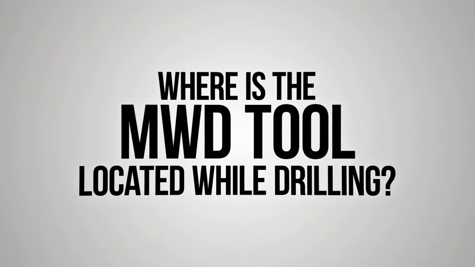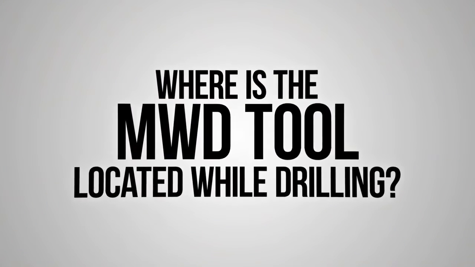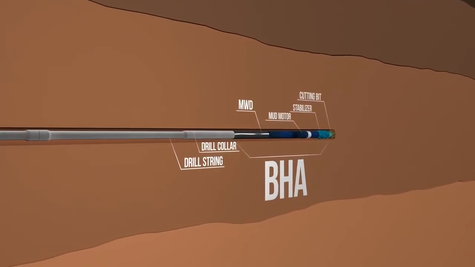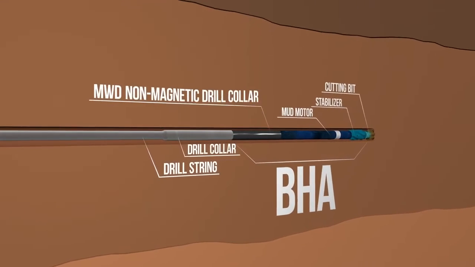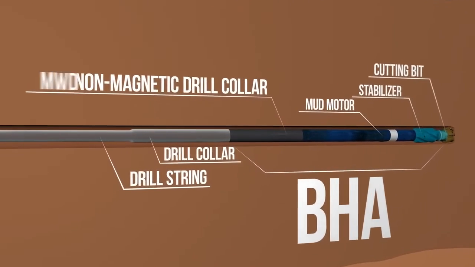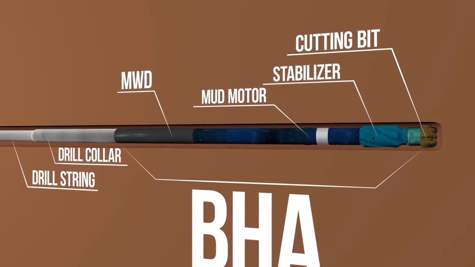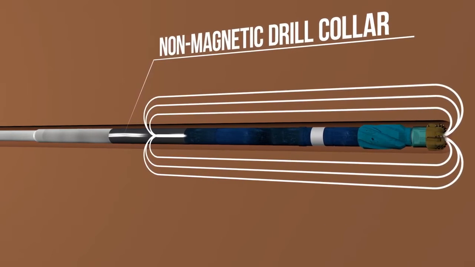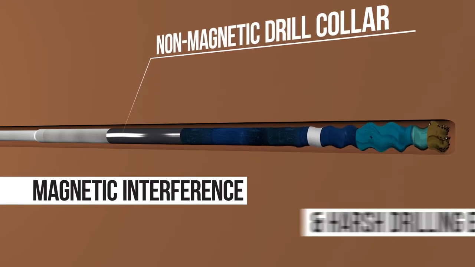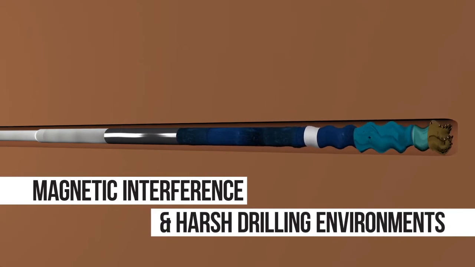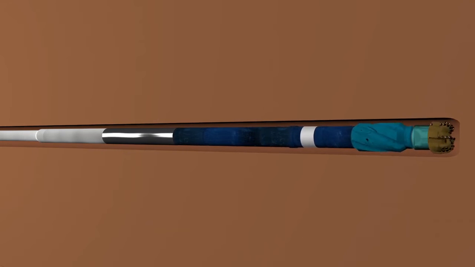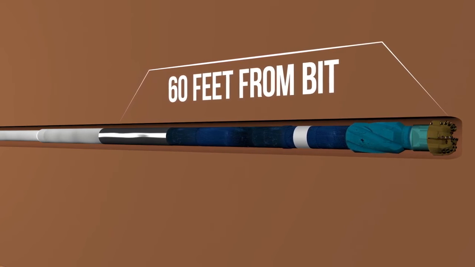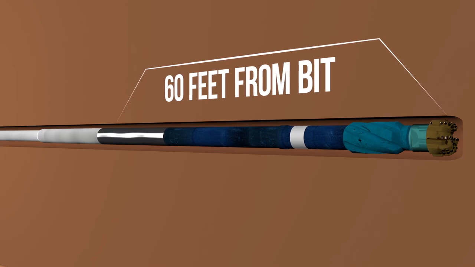But where is the MWD tool located while drilling? The tool is mounted in the bottom hole assembly, or BHA, of the drill string, and is encased in a non-magnetic drill collar. Ideally, we want it as close to the bit as possible without causing measurement issues like magnetic interference or damage to the tool as a result of the harsh drilling environment. An MWD tool mounted upwards of 60 feet or more from the bit is not uncommon, although this varies widely depending on drilling operations.